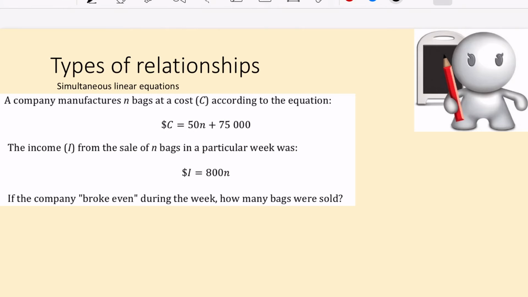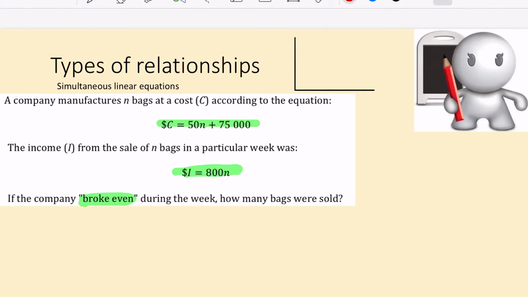All right, now our next question talks about the cost for a company as well as the income that the company makes from selling bags. And what we're after is this break-even point. Now, just reminding you that these two things can be linked by having a look at what's actually happening.